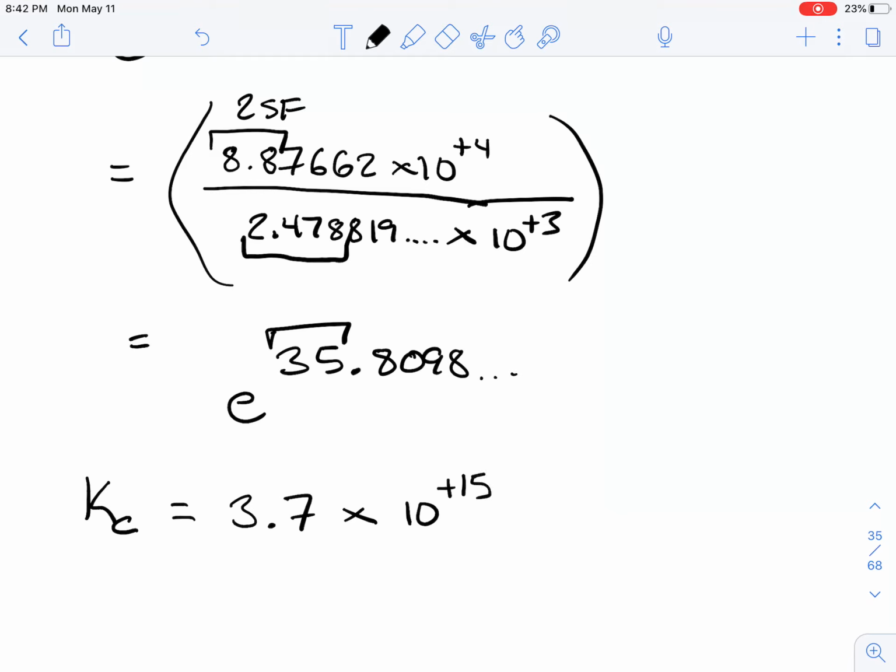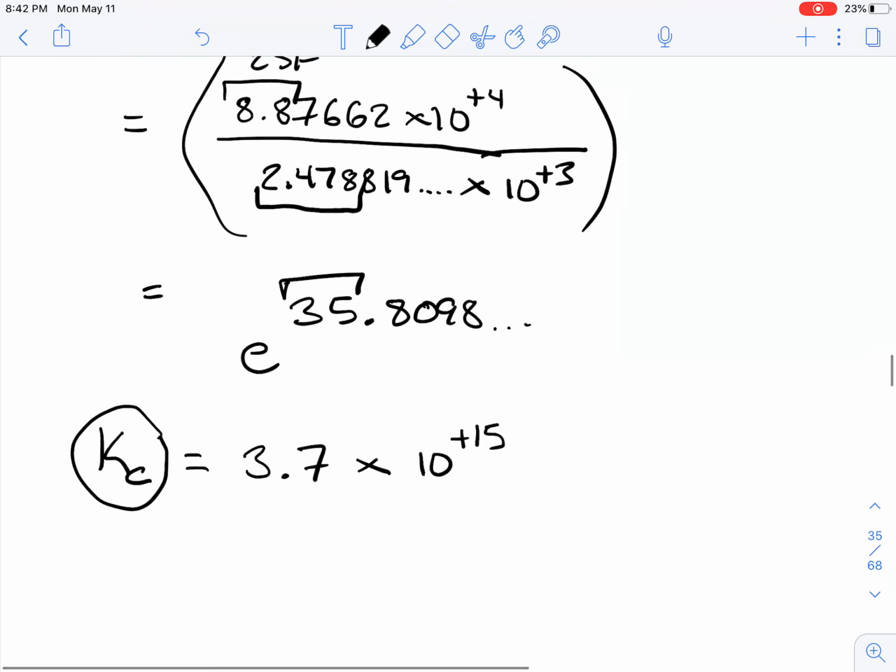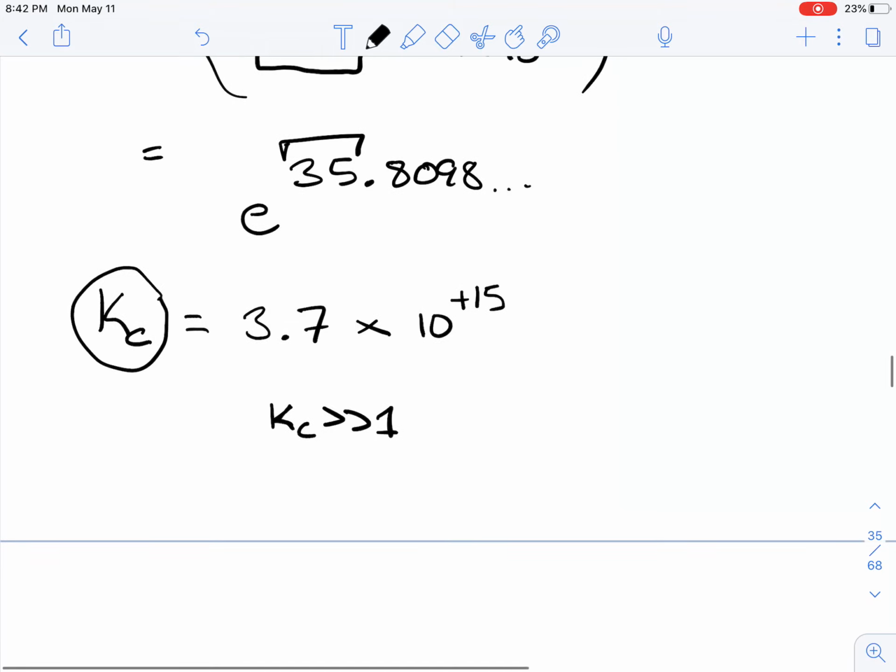Okay, and so this equilibrium constant tells me that the equilibrium will lie in favor of the products. So since Kc is far, far greater than 1, that means that equilibrium, products is favored.